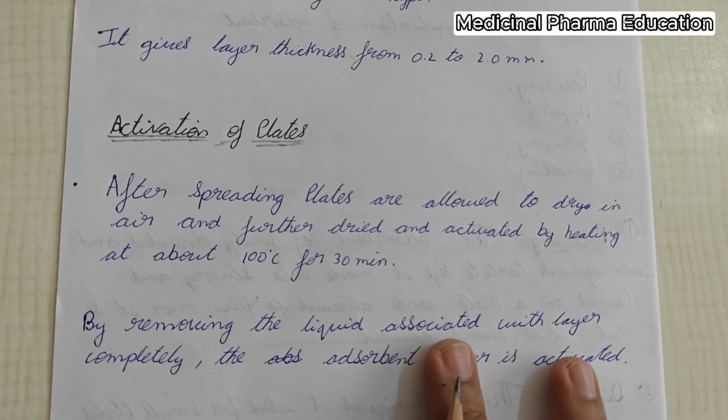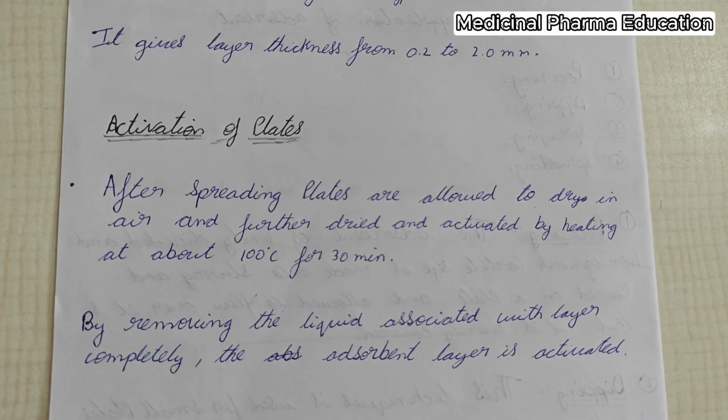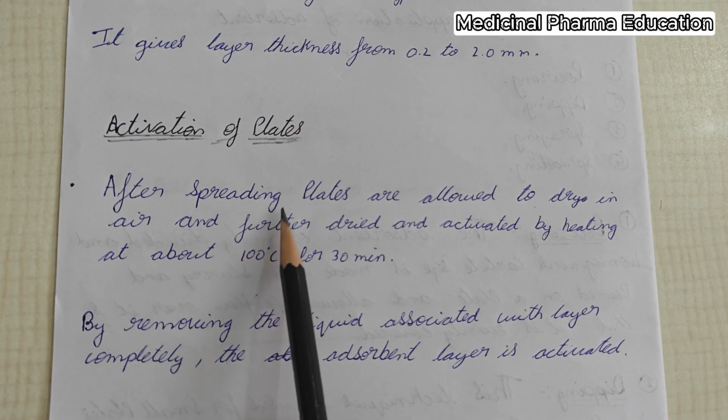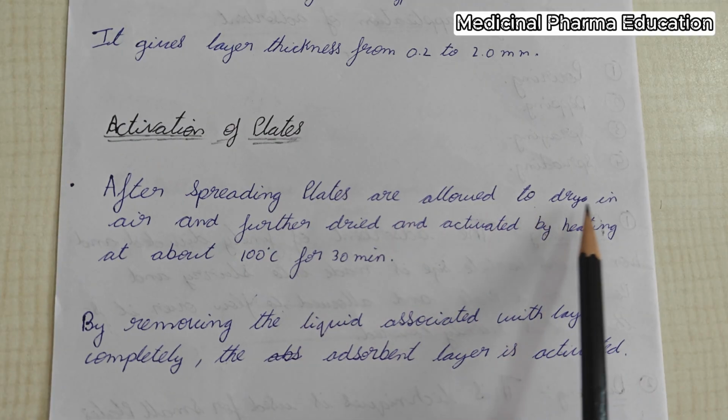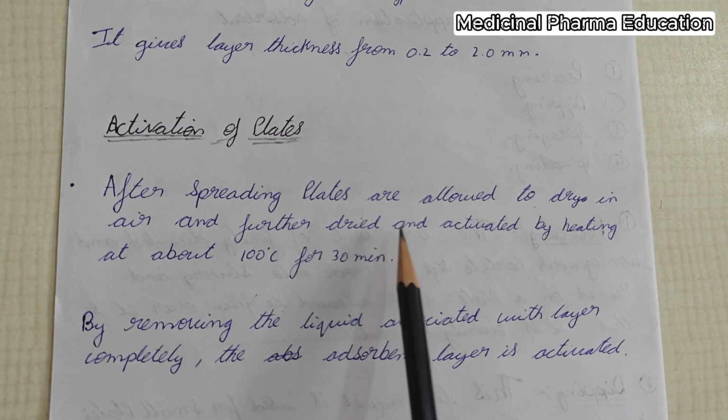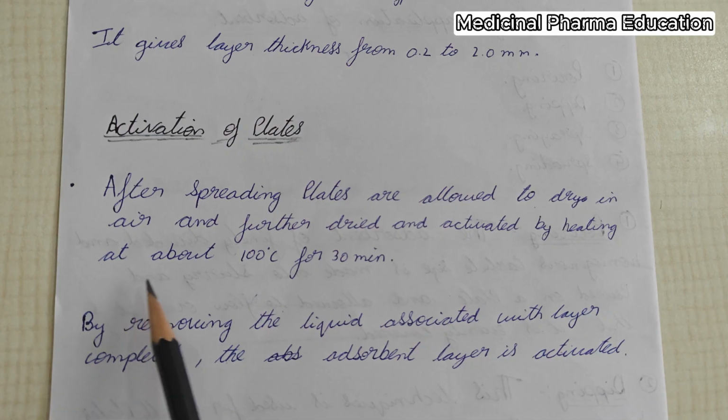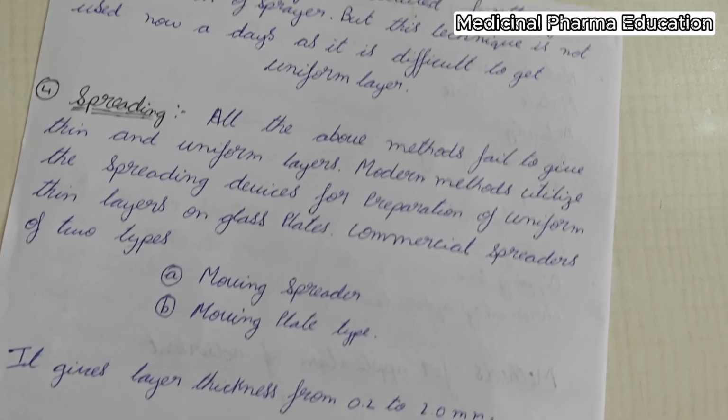Next, activation of the plate. What is meant by activation? Activation is nothing but drying. After spreading, plates are allowed to dry in air, or further dried and activated by heating at 100 degrees for 30 minutes. Activation is nothing but removing the water. By removing the water associated with the layer completely, the adsorbent layer is activated. That's the activation. I hope you have understood.